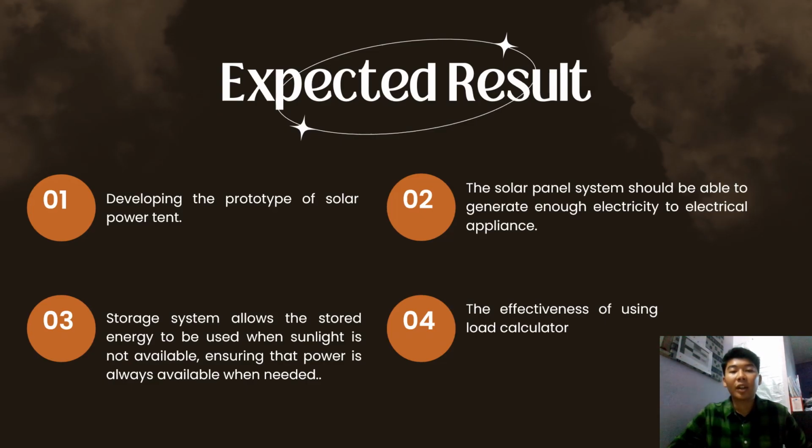And next is the expected result. The first one is developing the prototype of the solar power tank, and the solar panel system should be able to generate enough electricity for electrical appliances. The storage system should also allow storing energy to be used when sunlight is not available, ensuring the power is always available when needed, and also the effectiveness of using the load calculator.